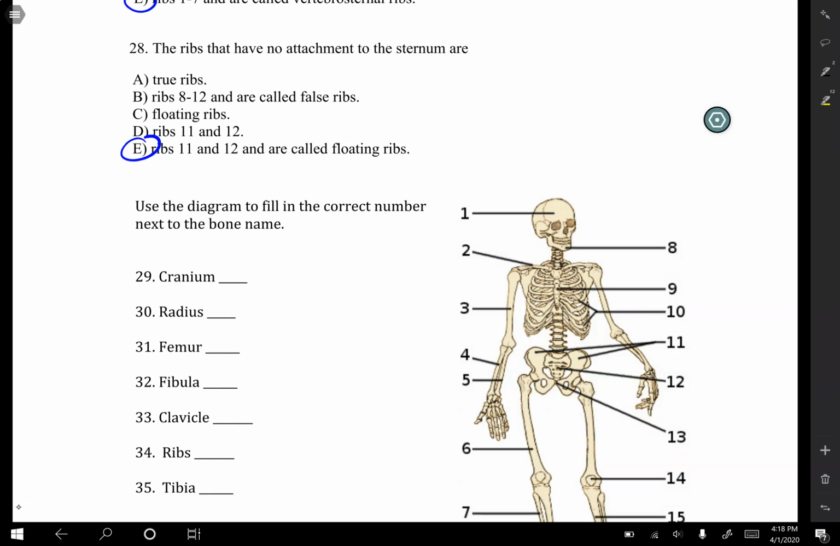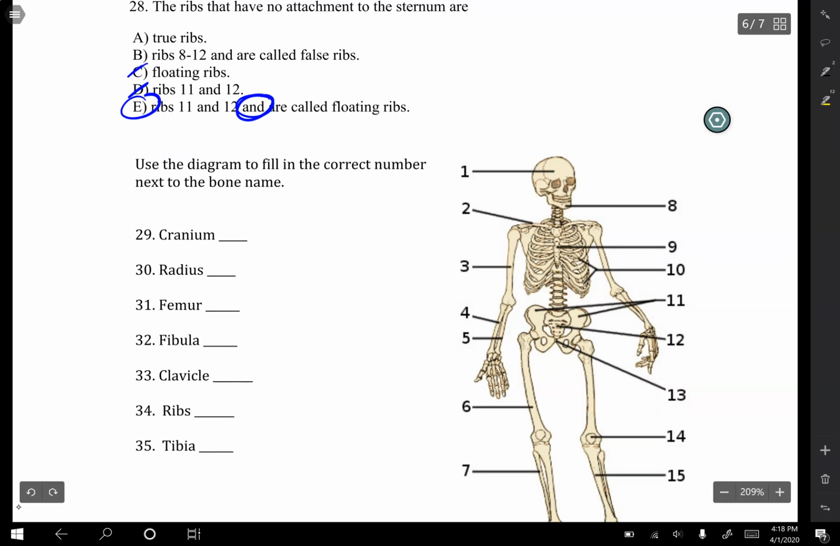Cranium, don't want to take D on that one. Now, if you watch this video and you put D for 28, oh, I see why E is right, because see how those 2 choices are similar? Oh man, these are tricky questions, so I see why you may have fallen for that. Okay, cranium, 1. Radius, that's the one that's on top by your thumb. See that one that goes right to your thumb? That's 4. And the femur is in your leg.